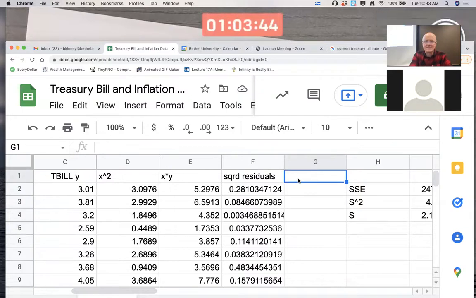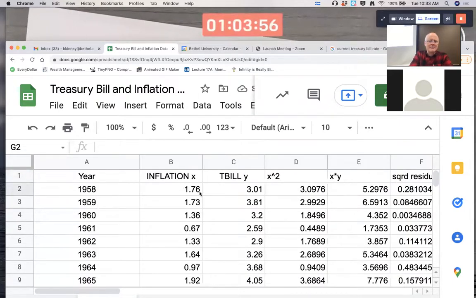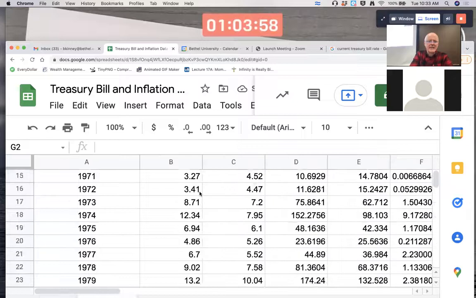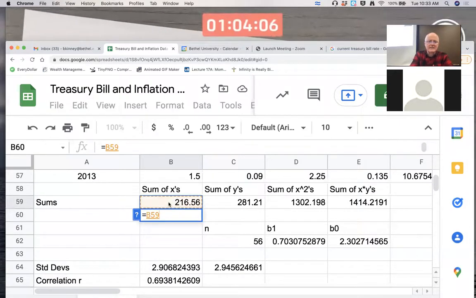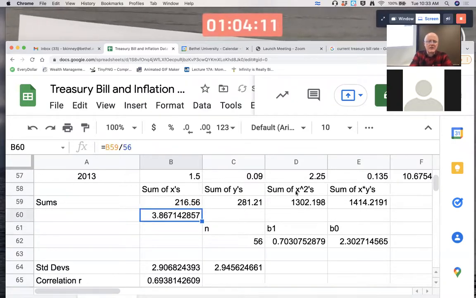SSXX. I've got to do the squared deviations of the X values. The X's are in column B. Their mean is not computed anywhere, but I can do it here. The mean of the X's is in cell B60.